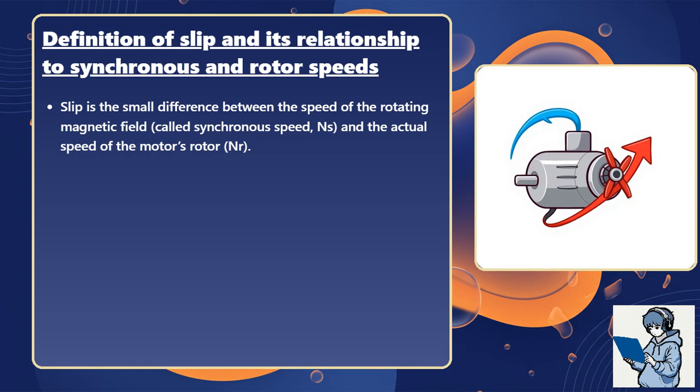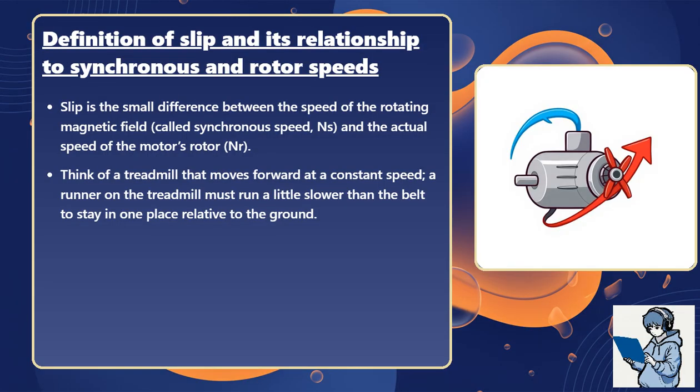Slip is the small difference between the speed of the rotating magnetic field, called synchronous speed NS, and the actual speed of the motor's rotor NR. Think of a treadmill that moves forward at a constant speed. A runner on the treadmill must run a little slower than the belt to stay in one place relative to the ground. That difference is slip.